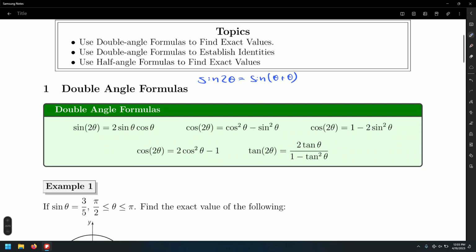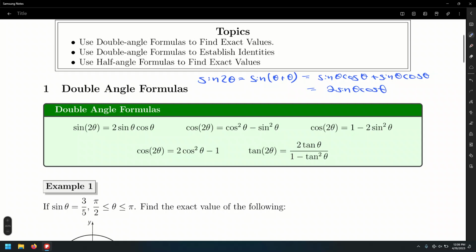This takes us back to the previous section where we used the sum and difference formulas. The first term is alpha, the second term is beta, but in this case they're both the same. So that's sine alpha, which is sine theta, times cosine beta, which is also cosine theta, plus sine alpha, that's sine theta, cosine theta. Notice these are like terms, so this is simply 2 sine theta cosine theta. That's where this double angle formula comes from.